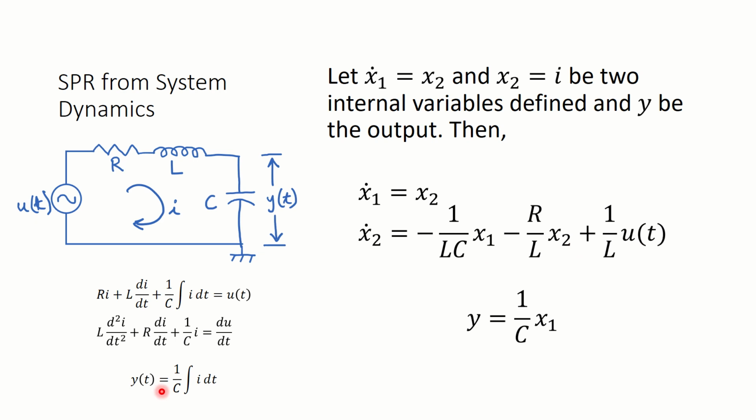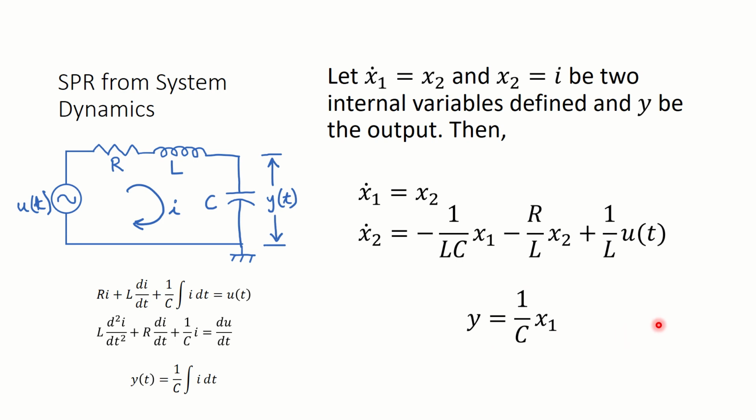What is y? Since y is 1 by c integration of I dt, and integration of I dt is basically x1, because x1 is integration of x2, x2 is I, so integration of I dt is x1, so this becomes 1 by c x1. So with this, we now have the complete description of the system, with the internal state dynamics being revealed and the output being related to the internal state dynamics in some way.